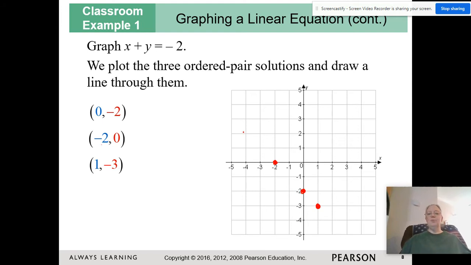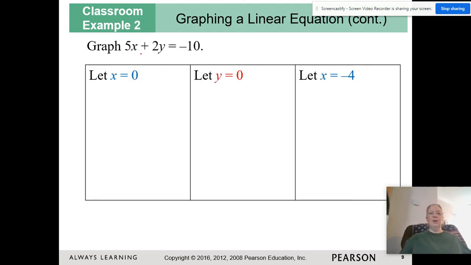Now, the reason why we choose 3 points instead of 2, technically, in order to draw a line, we only need 2 points, but we do 3 because that is a way of checking our answer, basically. If the 3 points did not line up, that tells us we did something wrong, so we have to go back and check our work.